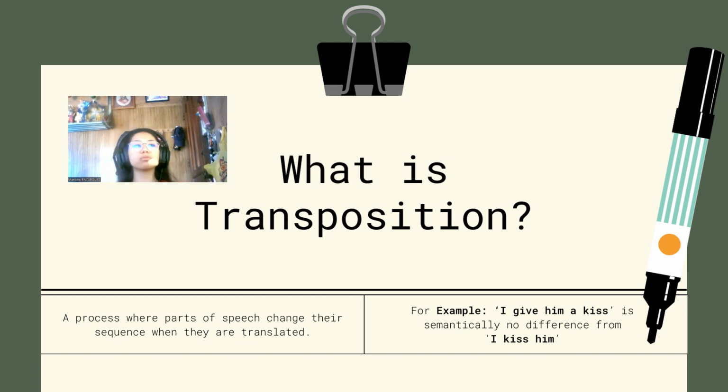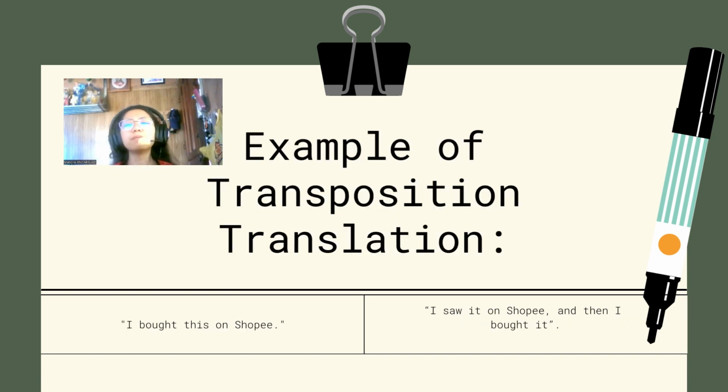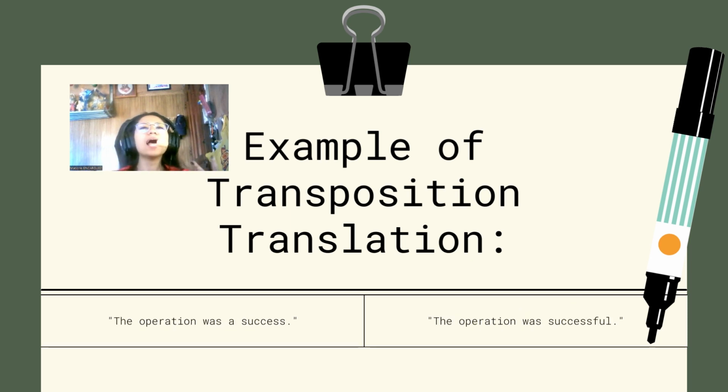To make this discussion more comprehensible, here are some examples. First example, in a prepositional phrase, we have I bought this on Shopee. If we were to translate it in a transpositional manner, it will go like, I saw it on Shopee and then I bought it. The second example, in a noun to adjective manner, we have the operation was a success for noun, and when it is translated, it becomes the operation was successful, which is now considered as an adjectival replacement.